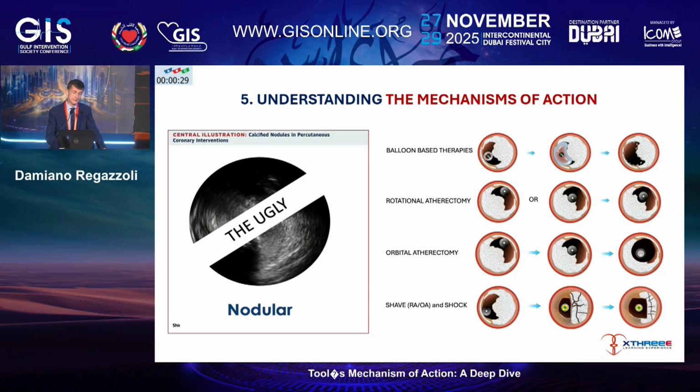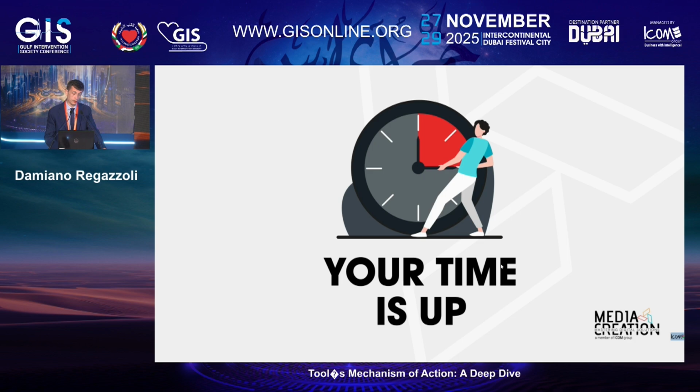But the only thing to remember is that for sure, balloon is not enough for nodules because you are not taking away any calcium. Probably rotational and orbital atherectomy, if you are lucky enough that your guide wire pushes the burr or the crown on the nodule, may be sufficient. Probably the solution for nodules is a combination therapy of ablative techniques and IVL, the so-called shave and shock. That is the brand new choice for this type of therapy.